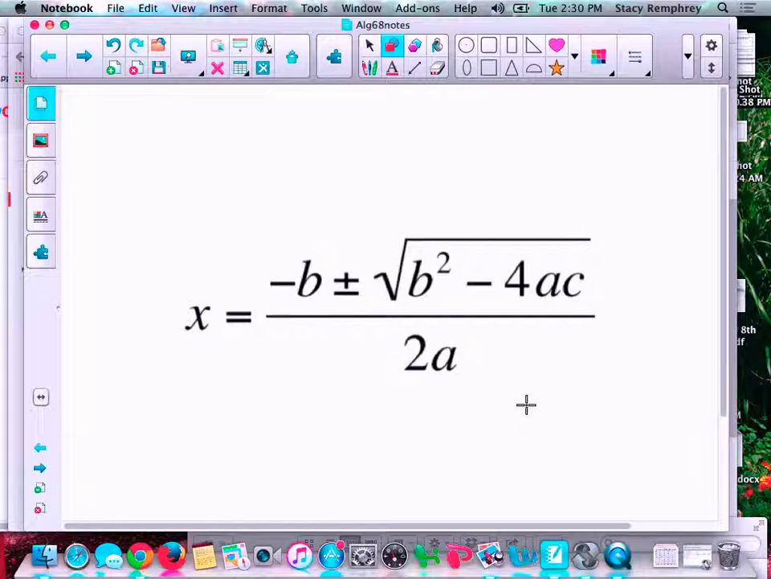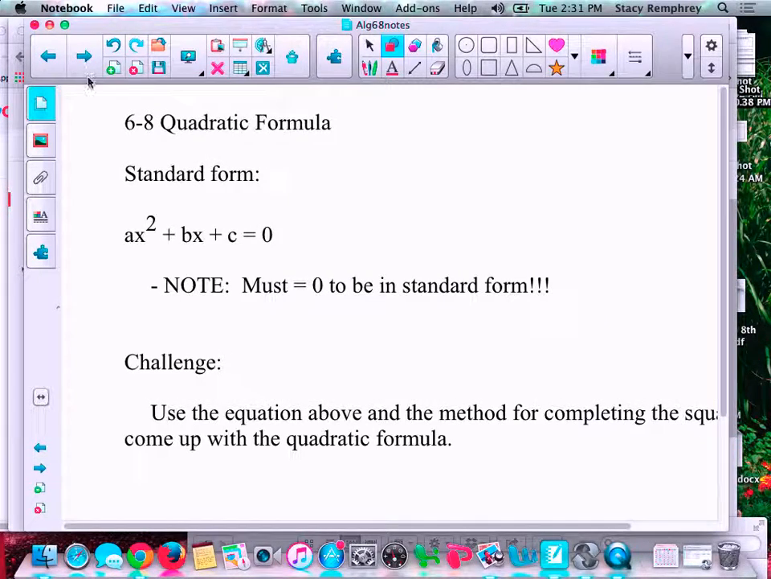Both are accomplishing the same goal, just different methods to get there, and some are more useful in different situations. So this is the quadratic formula. If you missed the song in class, make sure to ask someone and they'll help you out with that to help you memorize it.